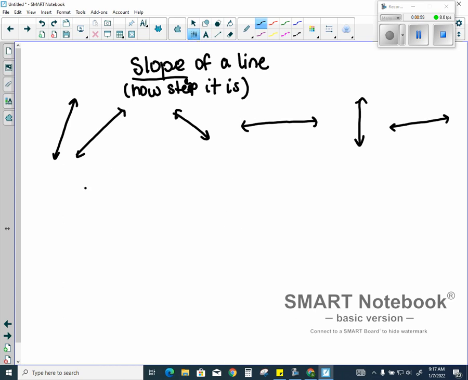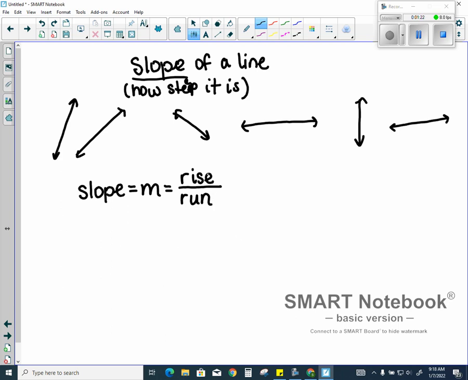Now, the slope of a line, for whatever reason, is designated by the letter M. We use the letter M to represent the slope. And the slope is always given as a ratio of two values. Very informally, we talk about it being the rise over the run.